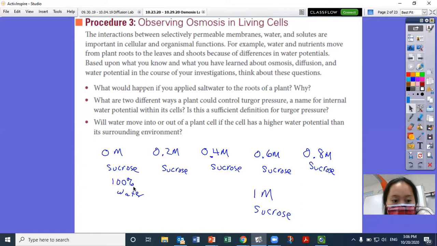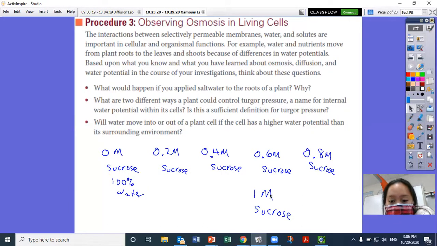Our solutions that we're going to be using are going to be 0 molar sucrose, which means that it's technically pure water. We're going to have a 0.2 molar sucrose, 0.4 molar sucrose, 0.6, 0.8, and 1 molar sucrose. So those are our solutions. They are color-coded, and you will not know which one is which color for now, because you're going to predict those based on the results of this experiment.